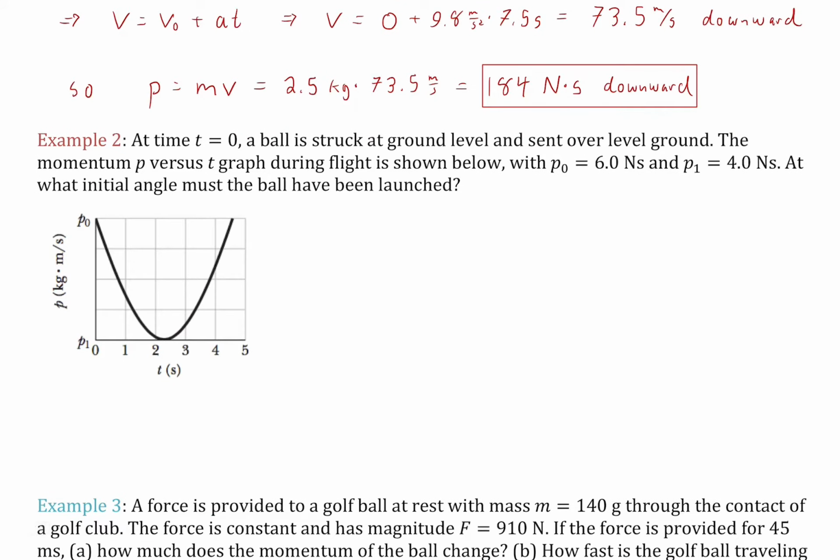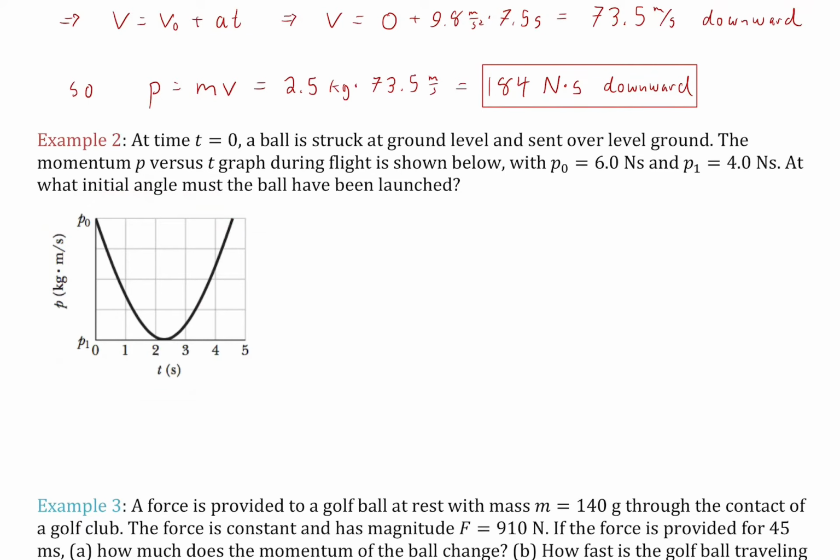So in example 2, at time t equals 0, a ball is struck at ground level and sent over level ground. The momentum p versus time graph during flight is shown below with p naught equaling 6 Newton seconds. So we're actually given the value there. We're told this value corresponds to 6 Newton seconds, and p1 down here is 4. That means if this is 6 up here and this is 4 down here, then this one's 5, this would be 4.5, and this one would be 5.5. So each division is half of a Newton second. At what initial angle must the ball have been launched? We're going to get that all from this graph.